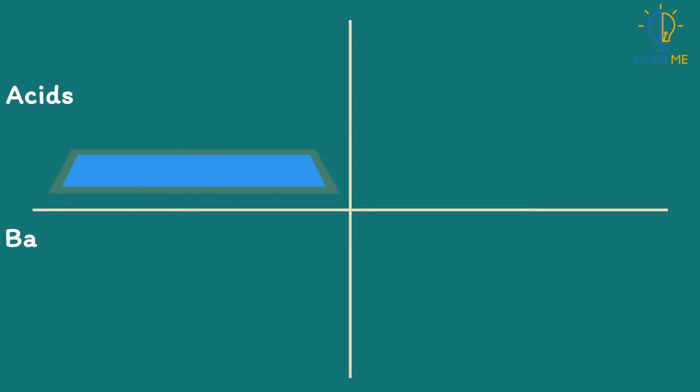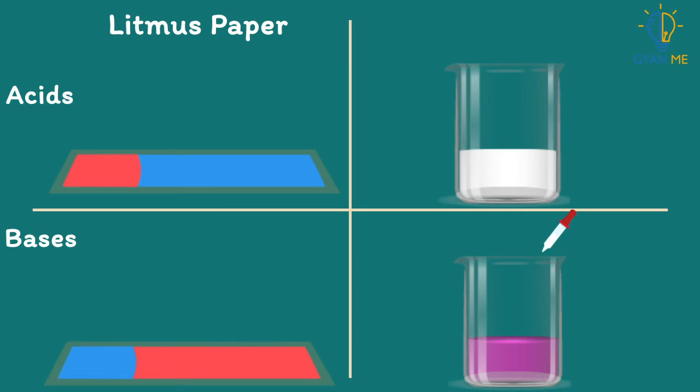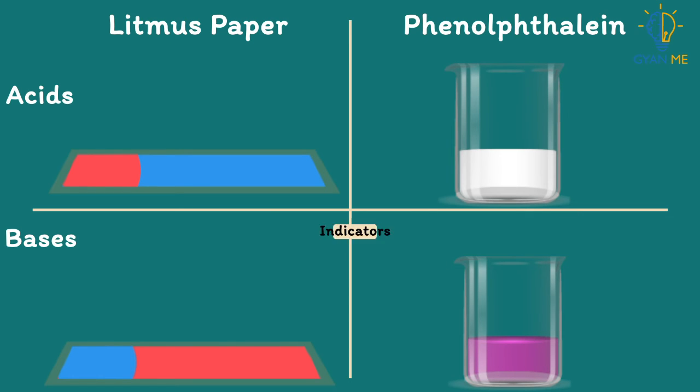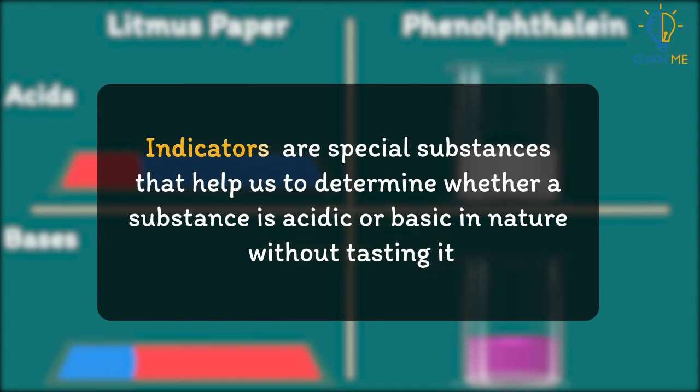You must have observed while studying the properties of acids and bases that to identify acids and bases we use litmus paper and phenolphthalein, which are nothing else but indicators. Indicators are special substances that help us to determine whether a substance is acidic or basic in nature without tasting it.